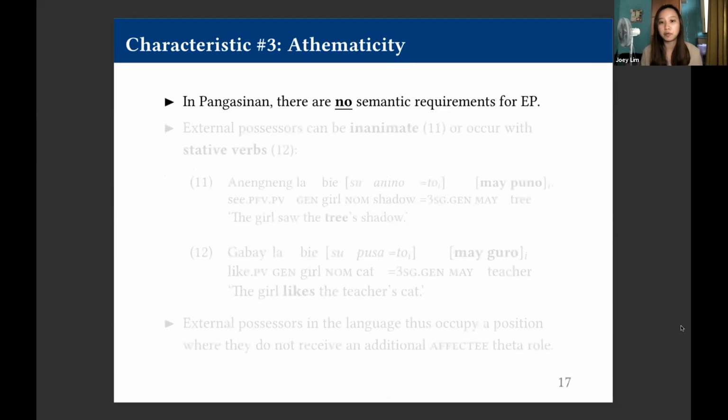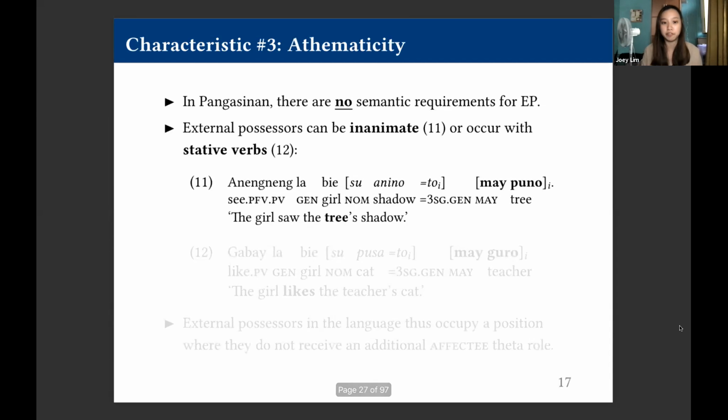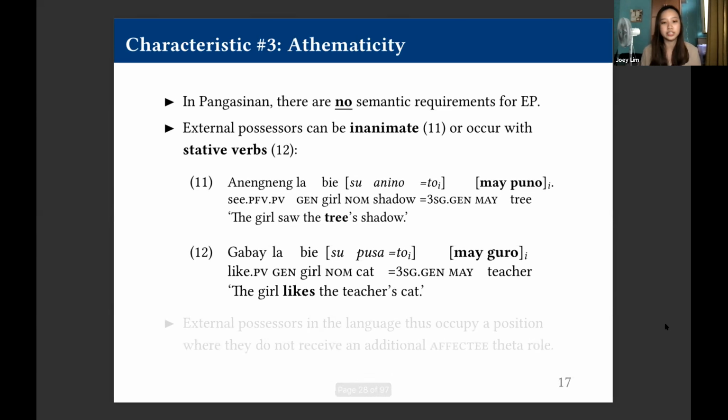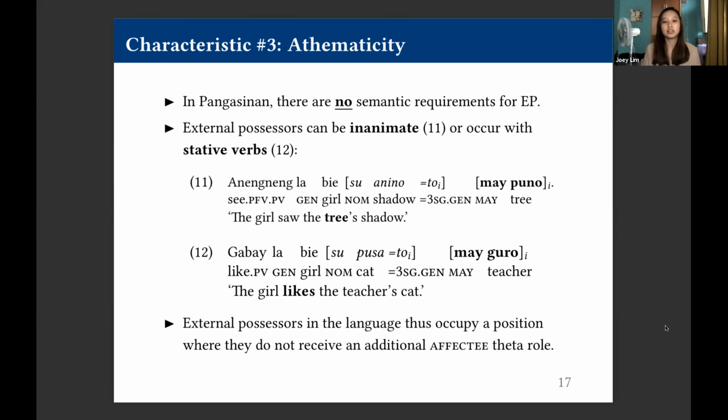In Pangasinan, however, we don't see this semantic requirement for external possession. So external possessors can be inanimate, as in 11, we have the girl saw the tree's shadow, the tree being an inanimate possessor. Or external possession can also occur with stative verbs, like in 12, the girl liked the teacher's cat, with like being a stative verb. External possessors in Pangasinan thus occupy a position where they do not receive an additional affected theta role.